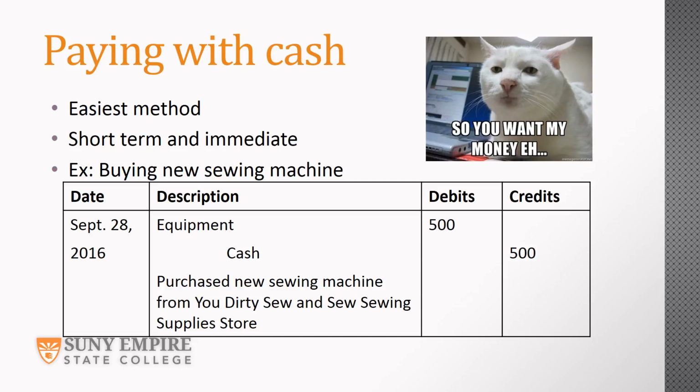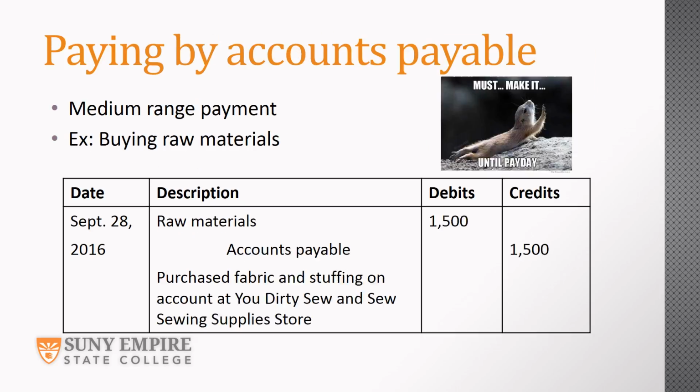As always, we start with the date of the transaction, September 28, 2016. The debited account will be equipment in the amount of $500. Because Polly paid with cash, the credited account will be cash for $500. The entry finishes with a description stating what was purchased, a new sewing machine, and where the purchase was made, You Dirty So-and-so sewing supply store.